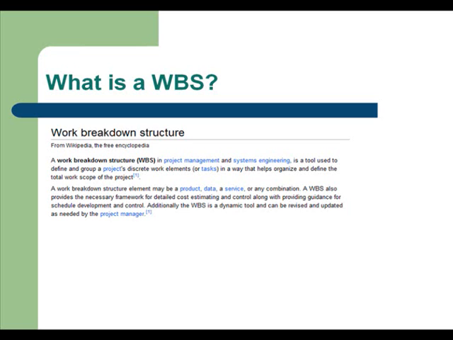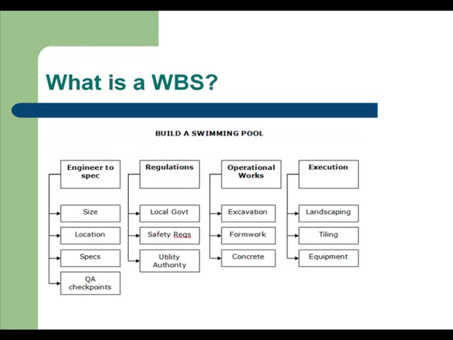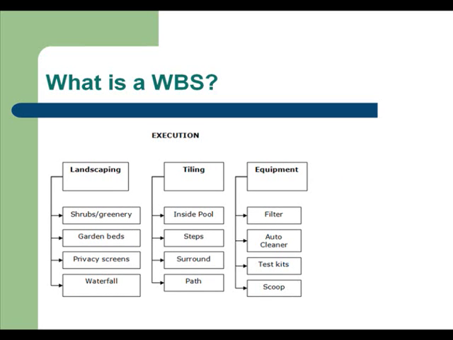So, what is a work breakdown structure? In simple terms, a work breakdown structure is taking the objectives of a project and breaking them down into tasks and subtasks. Most people are familiar with a work breakdown structure being presented in a diagrammatical form. In this very simplistic work breakdown structure relating to the building of a swimming pool, some of the objectives would be to include the engineering to specification, meeting regulations, undertaking operational works, and the execution of aesthetics and equipment. So looking at that execution, we have detailed here landscaping, tiling, and equipment. And of course we would then break them down into a lot of the tasks that had to be done, and therefore there may be subtasks underneath that.